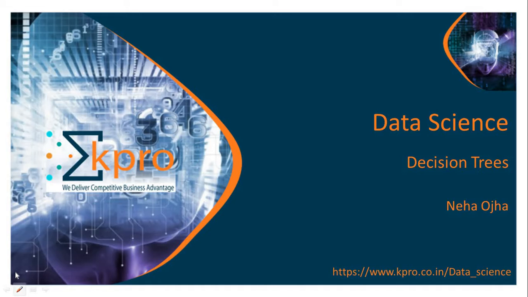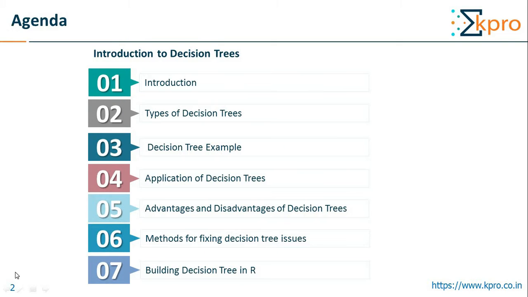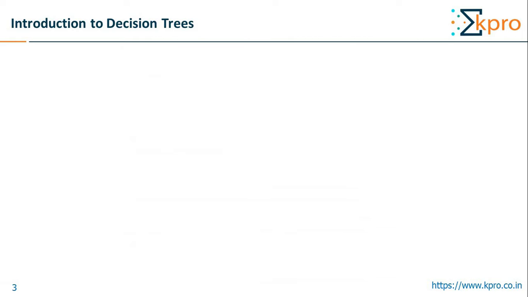In today's session, we will be covering an introduction of decision tree, its types, then we'll see a decision tree example, then we'll learn about the application of decision tree in different fields, and then we'll look into advantages and disadvantages of decision tree and the methods for fixing decision tree issues, and finally we'll learn how to build decision tree in R. So let's get started.